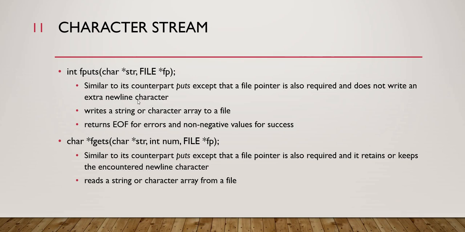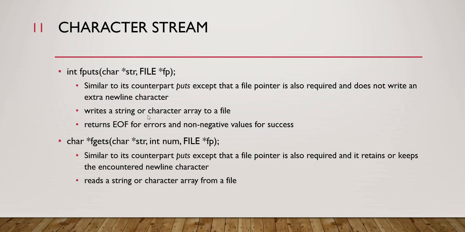So what does this mean? If you can remember, when you use puts, whenever you write a string, the cursor automatically moves to the next line. Okay, I have already shown this in class. So if you write fputs, you do not have to separately print a new line, but fputs does not print the extra new line character automatically. Okay, so this is the difference between fputs and puts in terms of printing.